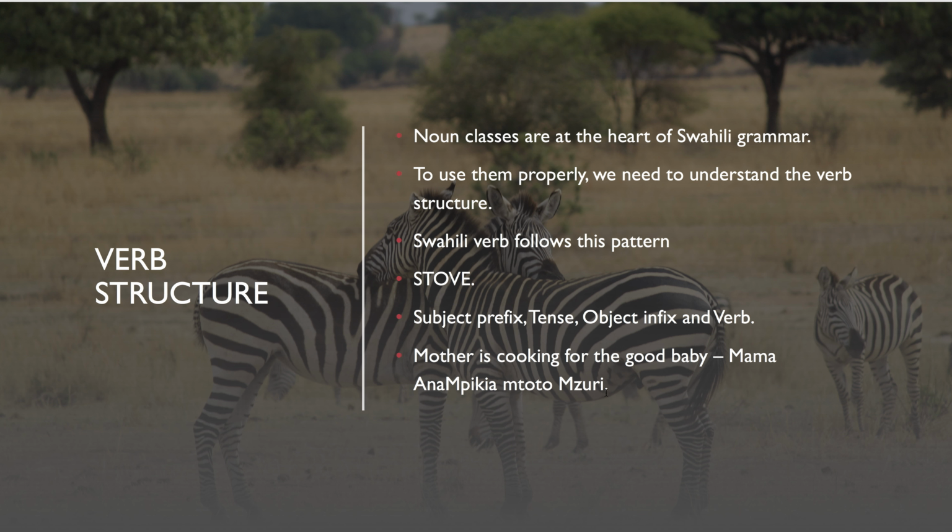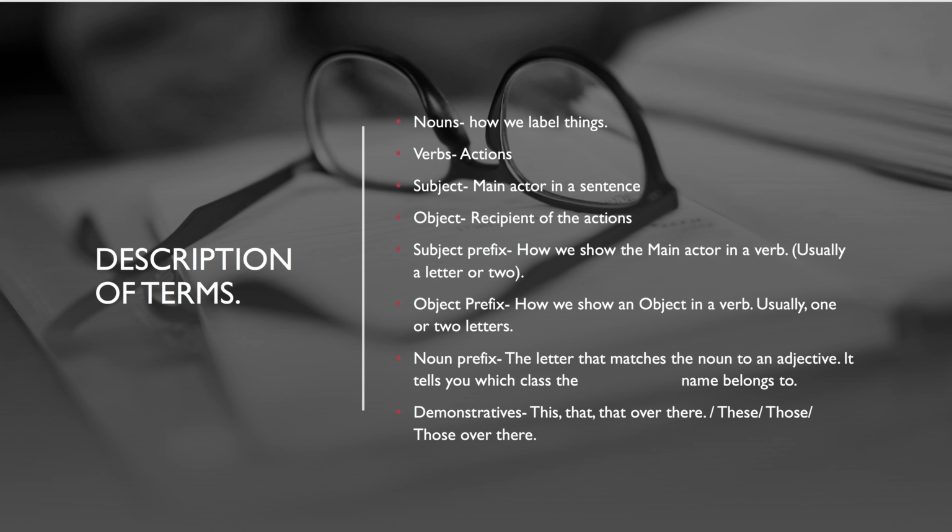So don't worry about this. We're going to be breaking them down a little later, but this is just to introduce the different concepts that are affected by the noun classes. So to go over these concepts so that when you hear them later you're not confused: nouns, how we label things, cup, book, baby, all those things are things, and to label them we use nouns.